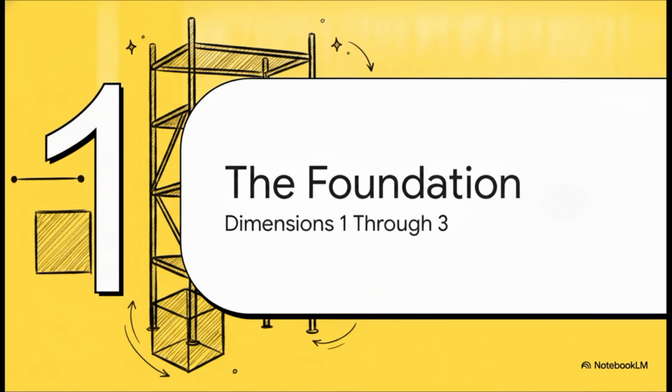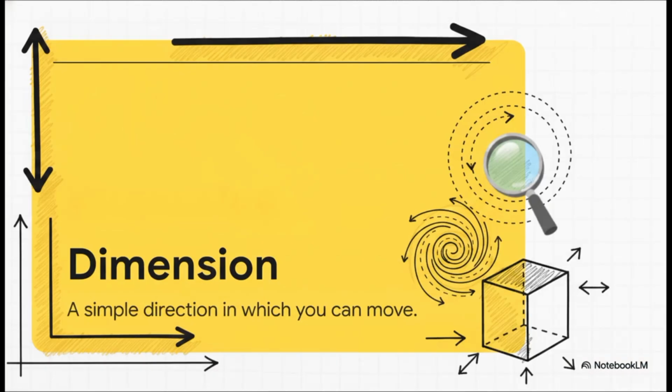Part 1. The foundation. Dimensions 1 through 3. Now, to truly understand the fourth dimension, we obviously can't just skip ahead to the complex stuff. We've got to build our foundational scaffolding first, starting with the spatial basics that you and I interact with every single day. And to do that, we need a super simple definition. A dimension is, quite simply, a direction in which you can move. That's it. It doesn't need to be any more complicated than that.